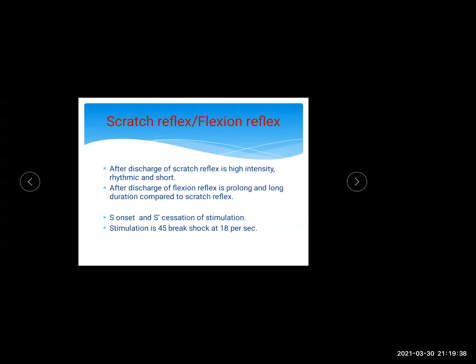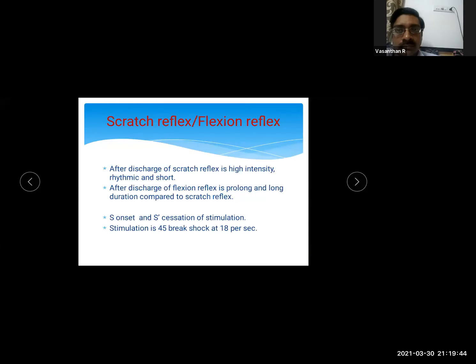and this crash reflex. Okay, what is the difference between the crash reflex and the flexion reflex?